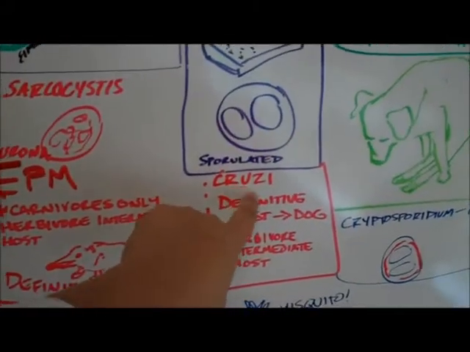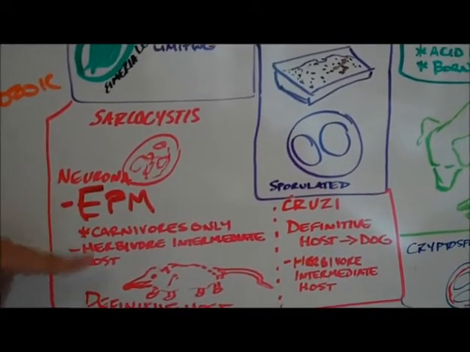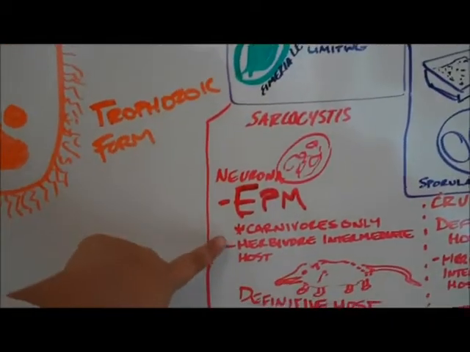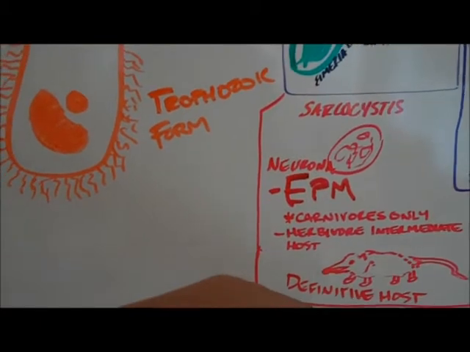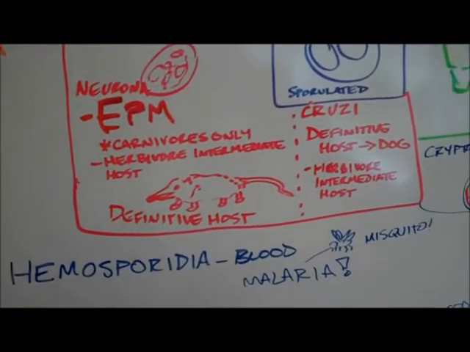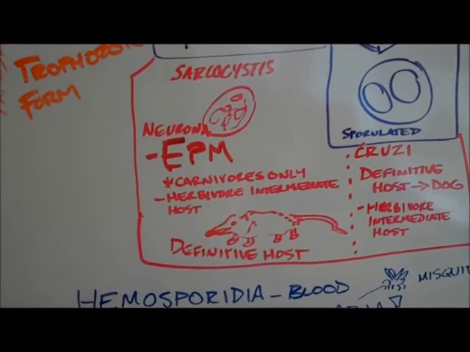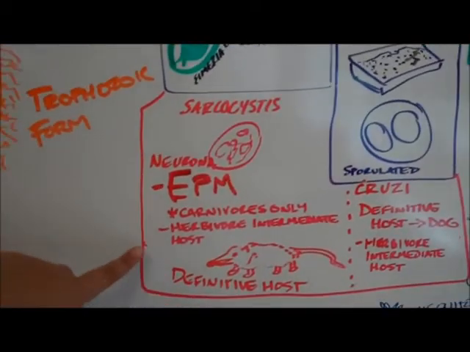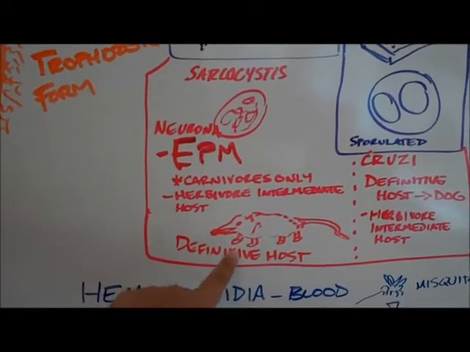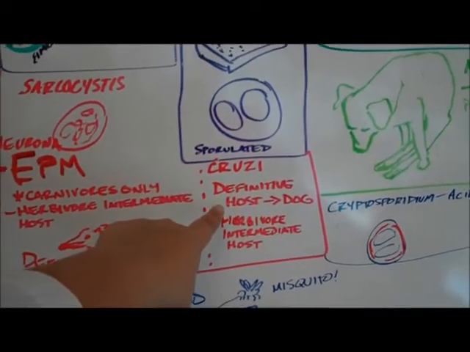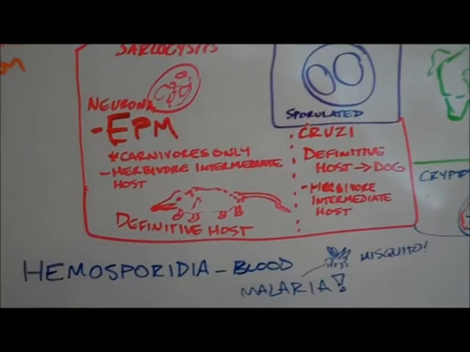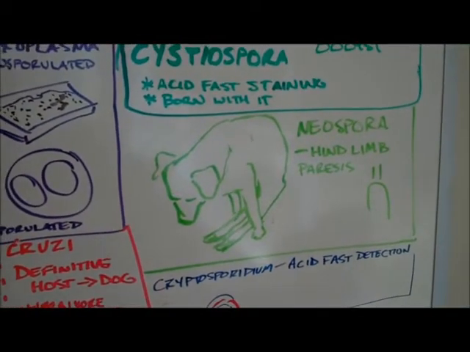For Sarcocystis, there are 2 forms: Neurona and Cruzi. Neurona is the one where you get EPM, equine protozoal myeloencephalitis. Sarcocystis is for carnivores only, but when it's in the intermediate host, which varies with each one, it can cause fevers and neurologic problems. Neurona is for the horse, which is the intermediate host, and the definitive host for Neurona is the opossum. For Cruzi, the definitive host is the dog, and the herbivore, like the cow, is the intermediate host.